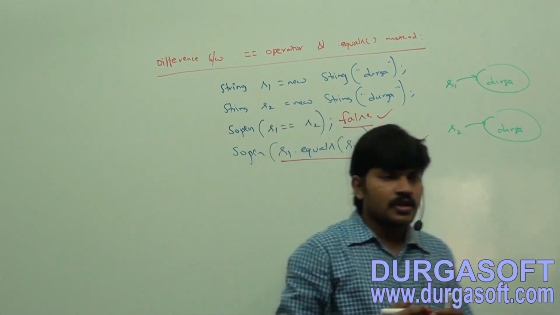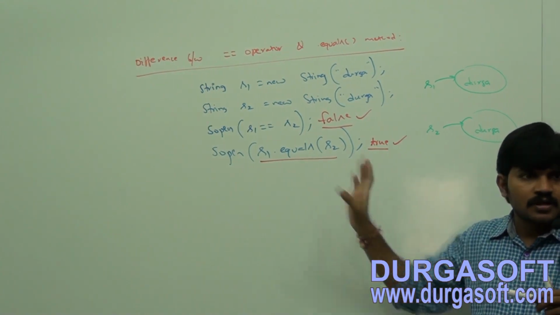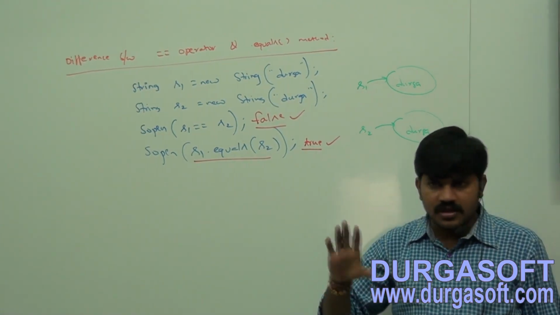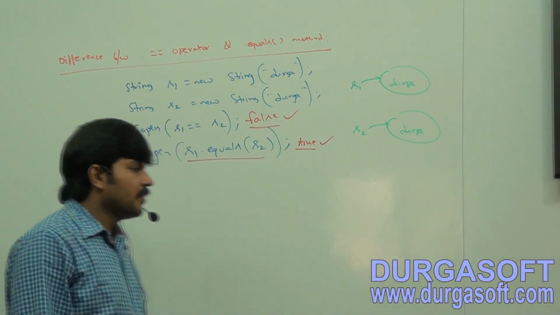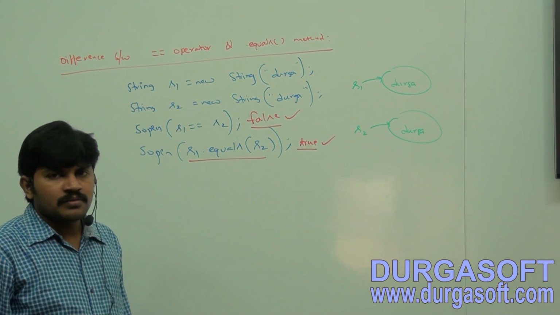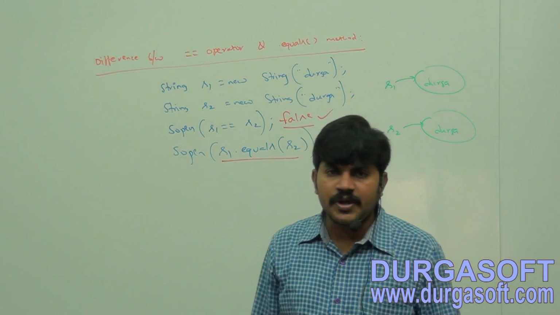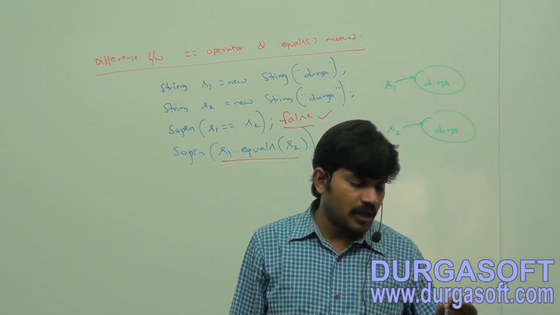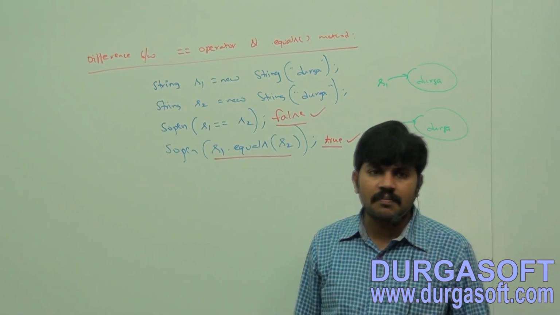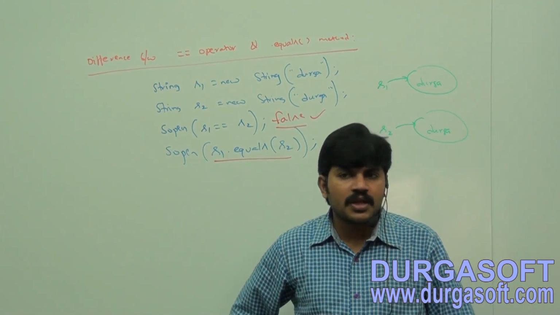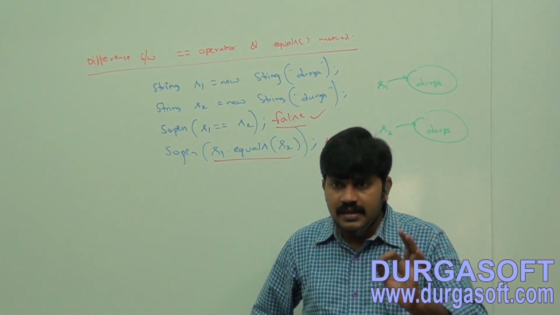Now can you explain the difference between the double equal operator and the dot equals method with an example? I hope you are now in a position to explain. Clear for all of you, right? At this point, in general, we can use the double equal operator for reference comparison, within brackets, address comparison.